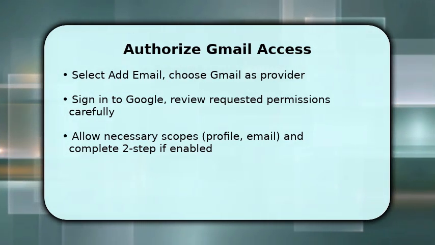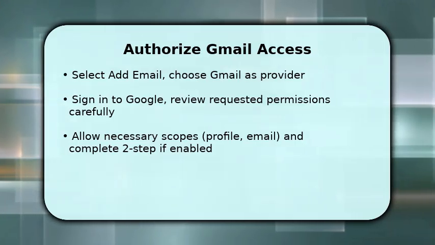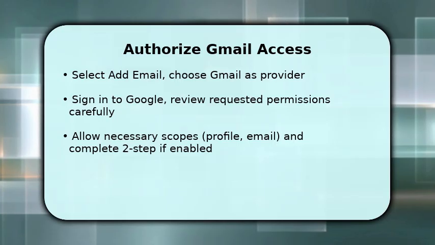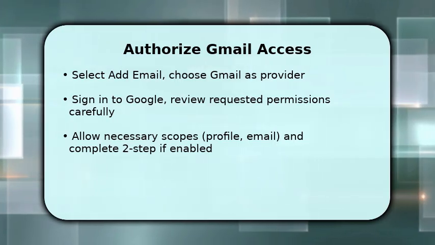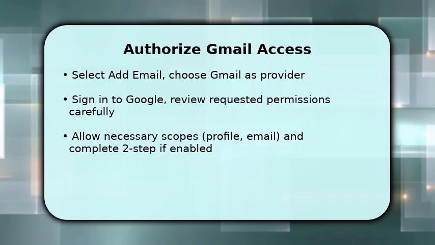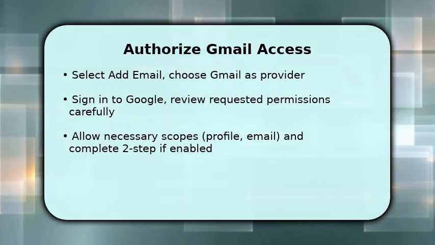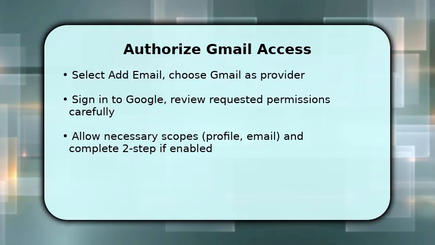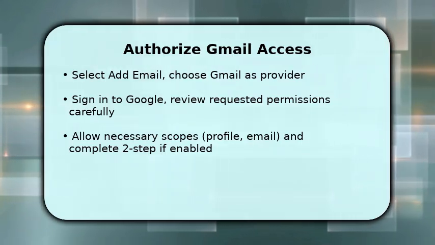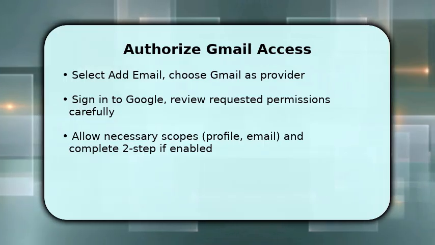Read the permission list. The app typically requests access to basic profile and email address. These scopes let Ubl verify and link your account. If you use two-step verification, enter the code Google sends or use your authenticator. Once you grant permissions, the app exchanges tokens securely so you avoid repeatedly entering passwords.